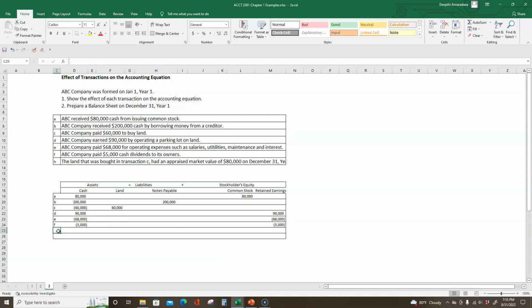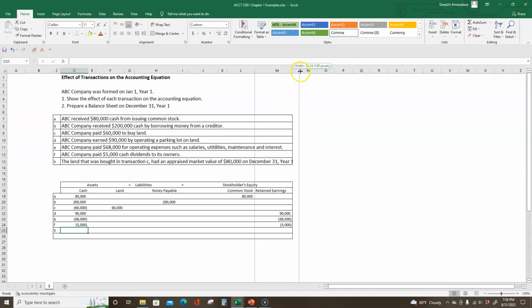Let's look at the final transaction, H. It's not even a transaction, is it? It says the land that was bought in transaction C had an appraised market value of $80,000 on December 31st, year one. Here, that's cut off, so let me expand that. December 31st, year one. Let's look at transaction C. In transaction C, we bought land for $60,000. Well, what they're saying is now this land has increased in value to $80,000.